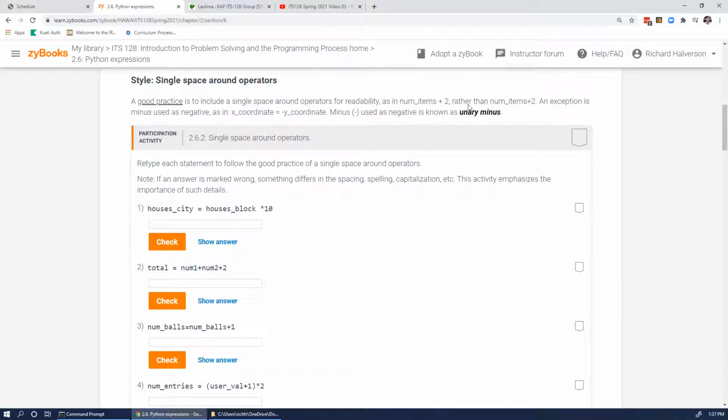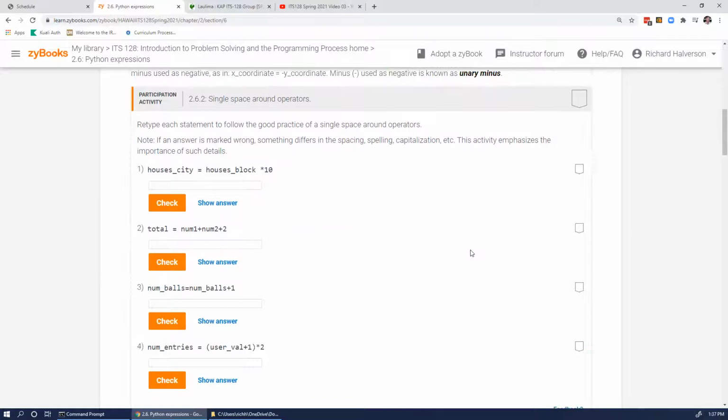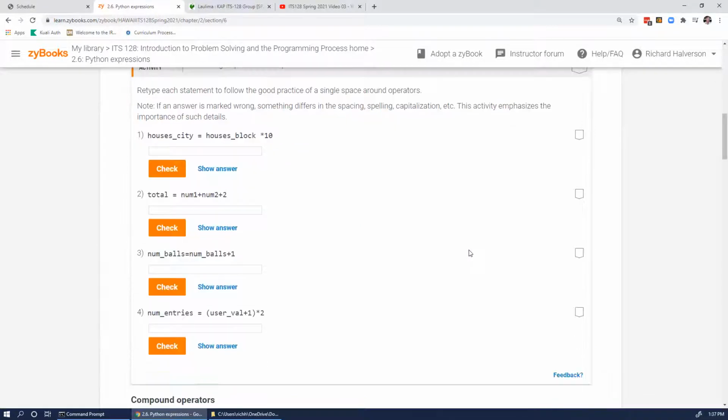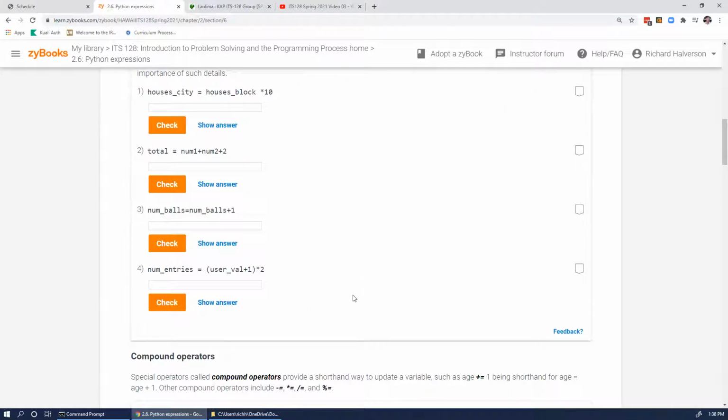Is that good practice? Well, that's preference. I actually like scrunched up expressions. It takes up less space, but yeah, whatever.